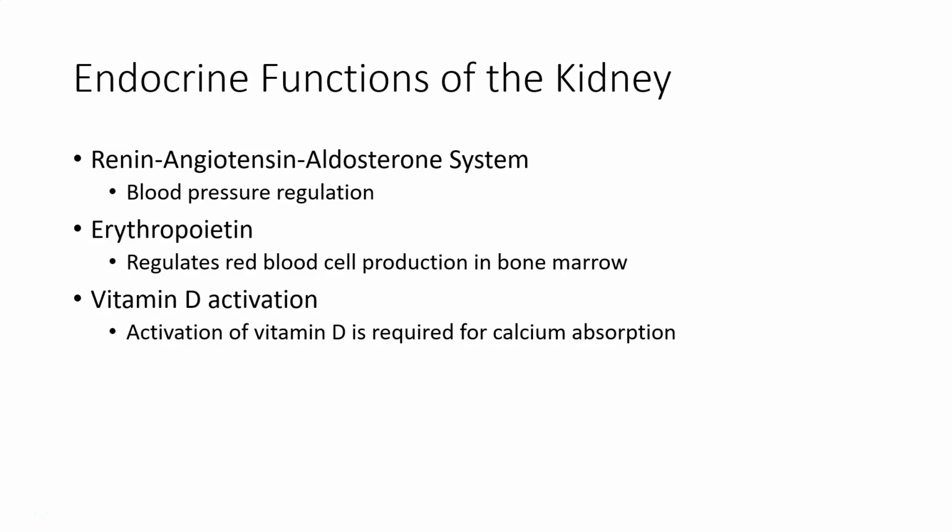Our kidneys also have endocrine functions, so they secrete hormones that provide important functions in the body. This includes participation in the renin-angiotensin-aldosterone system, which regulates our blood pressure, production of erythropoietin, which stimulates red blood cell production in the bone marrow, and activation of vitamin D, which is required for calcium absorption and other calcium-related functions.